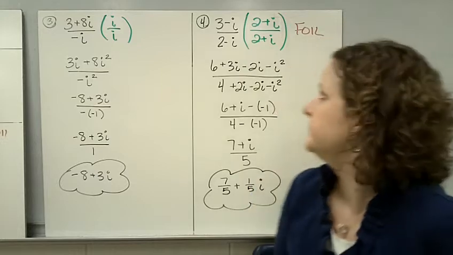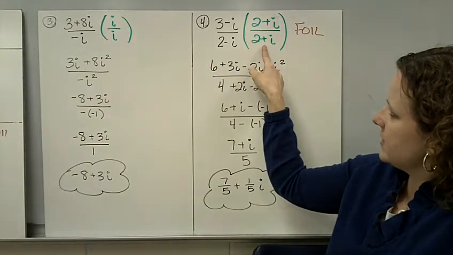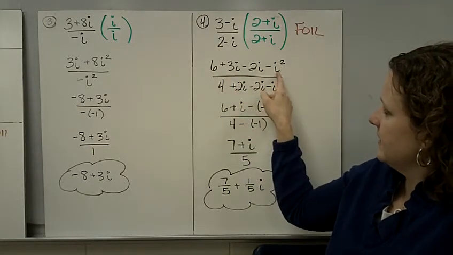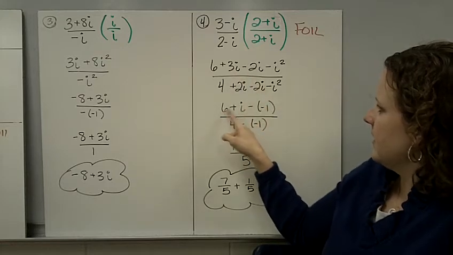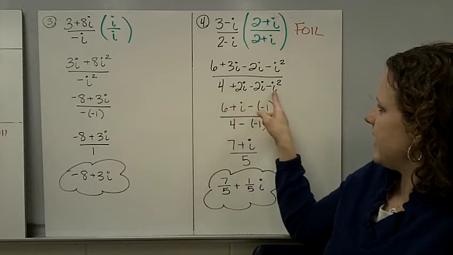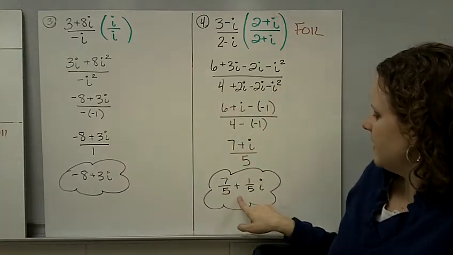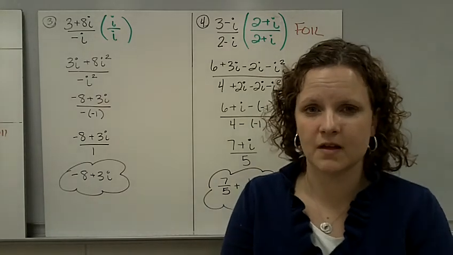Last example. Complex conjugate, the sign in front of the imaginary part changes, and we FOIL it. First outer inner last, i squared is negative 1, collect like terms again. First outer inner last, i squared is negative 1, collect like terms, and write your answer. That's all we have for operations with complex numbers.